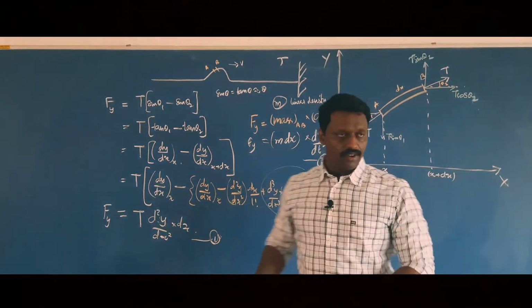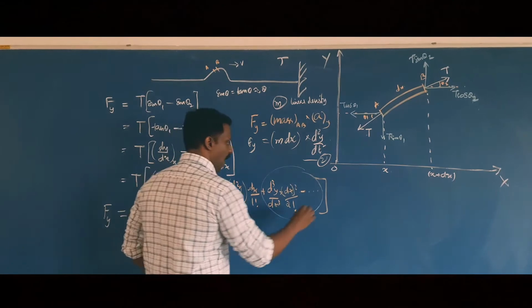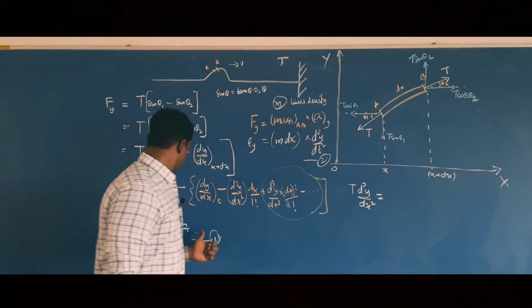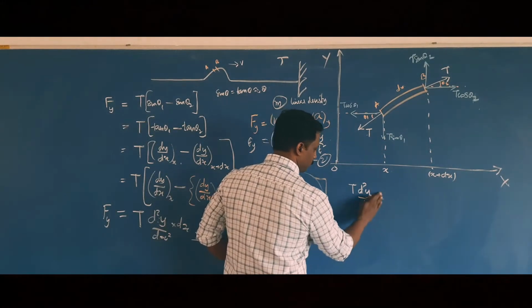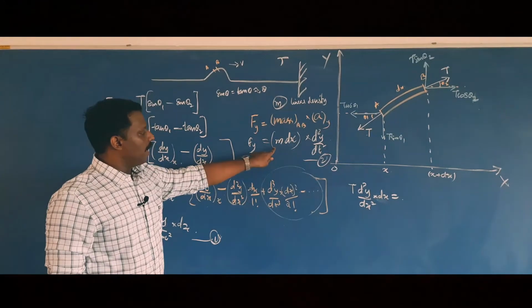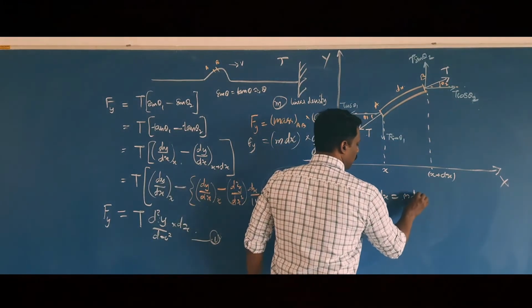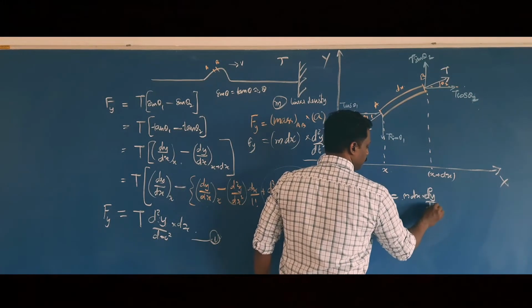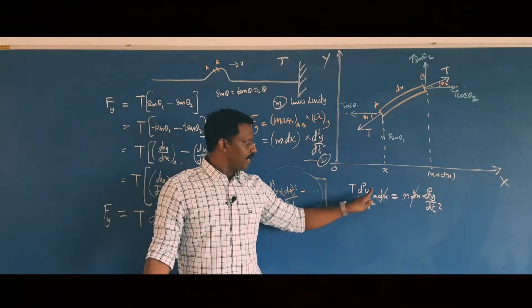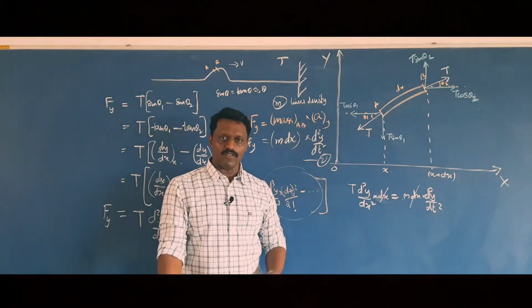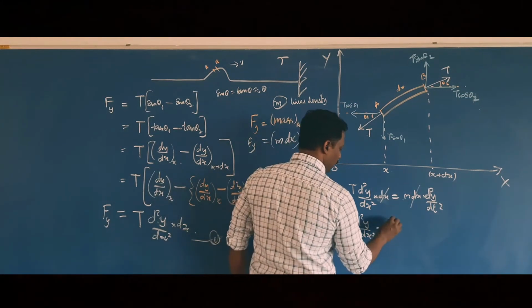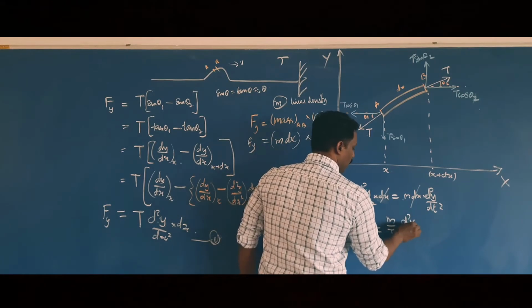So equating the RHS of equation 1 and equation 2, we have T d square y by dx square times dx is equal to m dx d square y by dt square. Now the dx term cancels. So what remains is T d square y by dx square is equal to m d square y by dt square. We can rearrange it to write it as d square y by dx square is equal to m by T d square y by dt square.